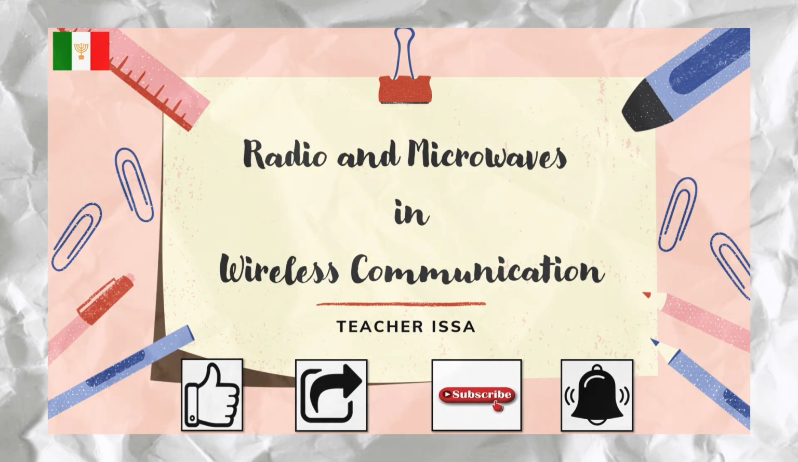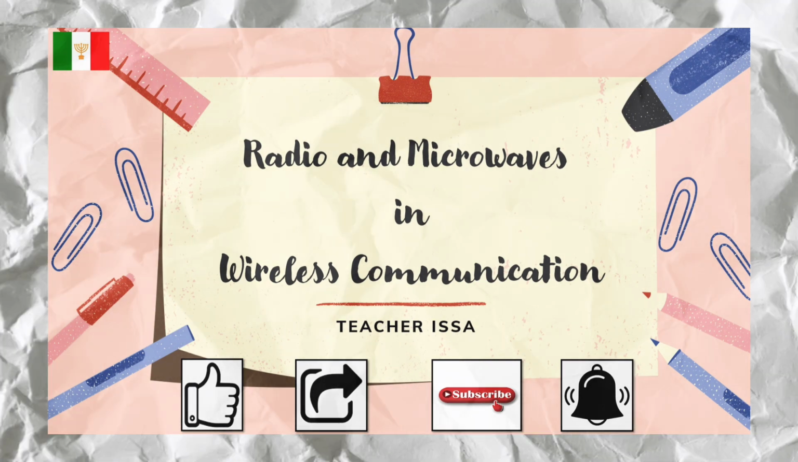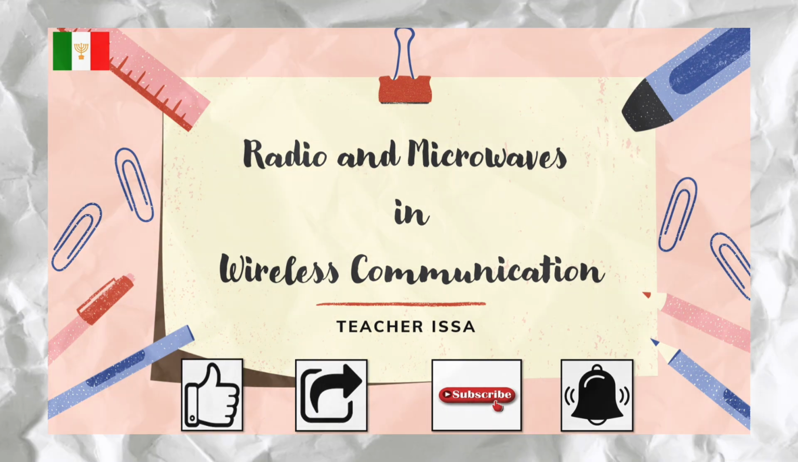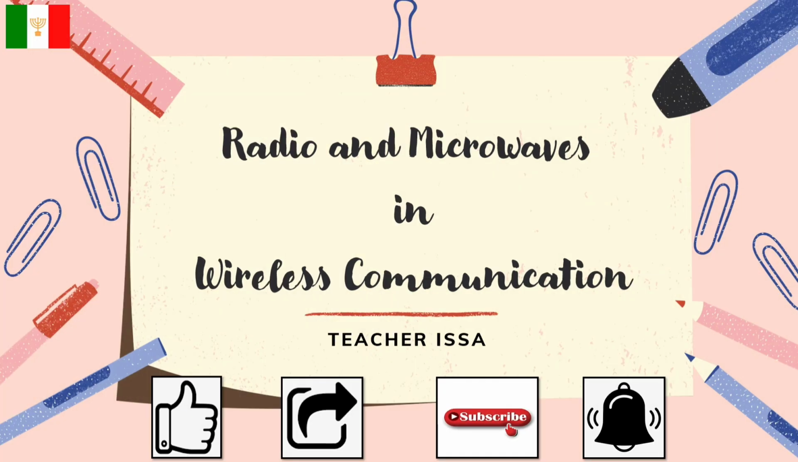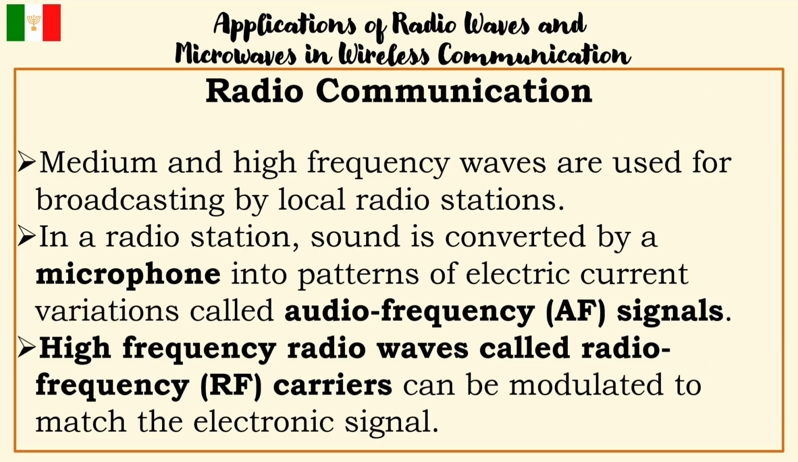The first one is radio and microwaves in wireless communications. So what are the applications of these electromagnetic waves? So we have here the radio communication. Today, conversations, data, and even music can be transmitted through air over millions of kilometers because of radio waves. Wireless communication has become possible through transmission and reception of these radio waves. Remember, radio waves can be transmitted through empty space.